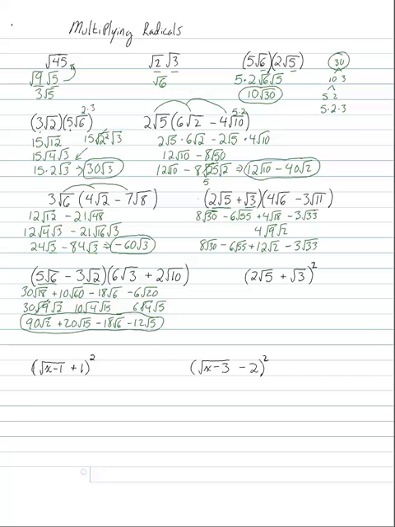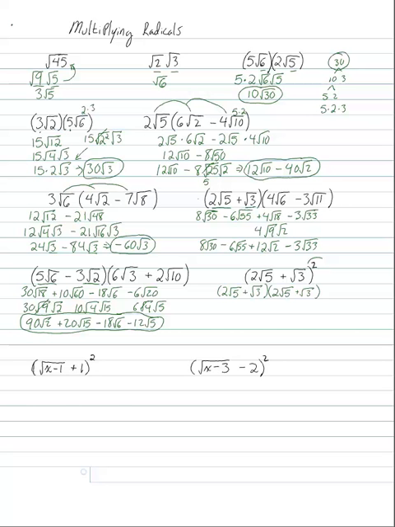Okay, let's look at this one over here, the 2 square roots of 5 plus square root of 3, that's squared. I know whenever I'm squaring a binomial, that I have to sit there and actually write it out twice and FOIL it. That was on, I don't know, a way earlier lesson.